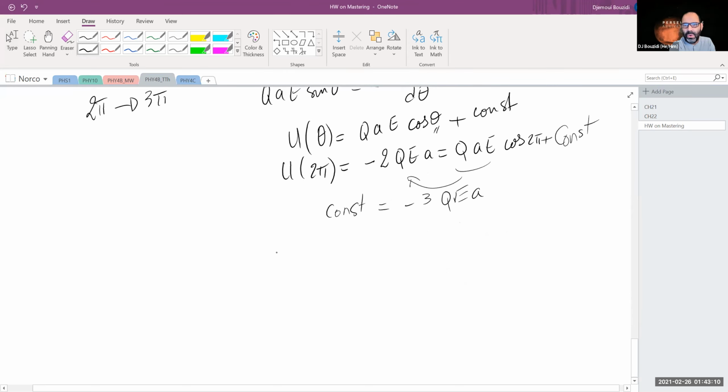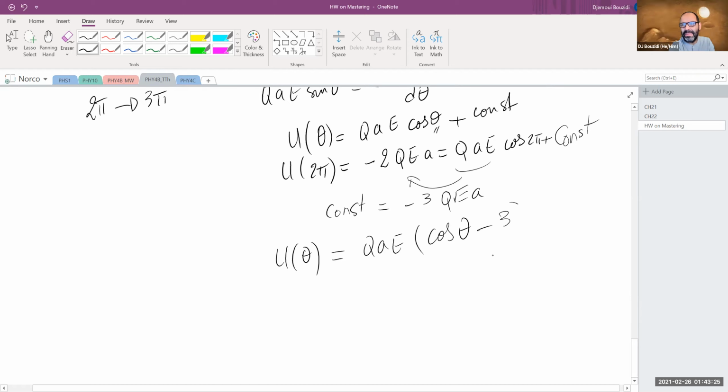So now u sub theta in this region is going to be QAE times cosine of theta plus the constant, because the constant has these terms also. I took them out, but I have a 3 in here. We just reached 3 pi. Now we need to move all the way to 4 pi.